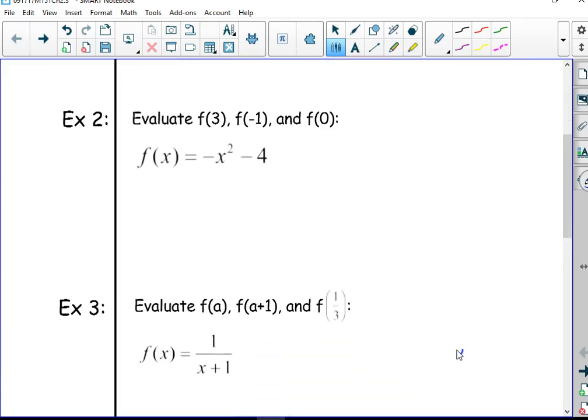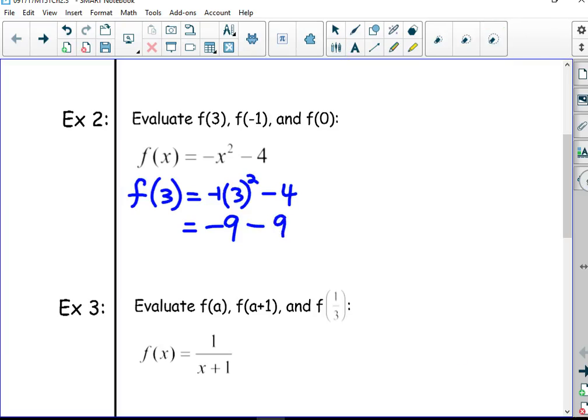So in example 2, the one thing I want you to watch out for when you're evaluating is that negative in front of the squaring. Remember, we do our exponents first, and this is basically multiplication by -1, so it will come next. Usually people, when it's a positive, they don't have any trouble. We're going to get a -9 out of that, -4, -4, which gives a -13.